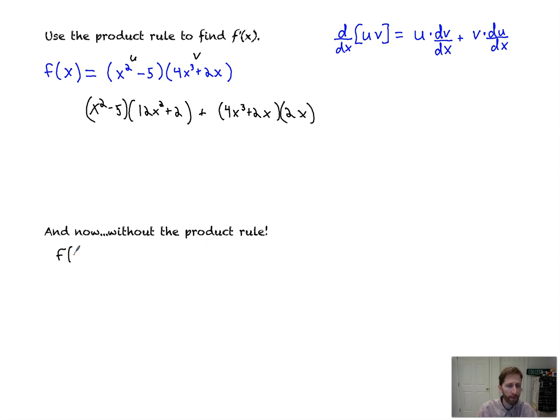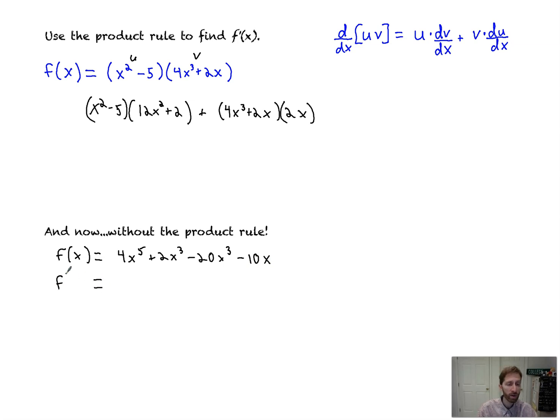Okay, so what that means is we could have multiplied everything out with foiling. X squared times 4x cubed is 4x to the 5th power, foiling. X squared times 2x is plus 2x cubed. Minus 5 times 4x cubed is minus 20x cubed. And then minus 5 times 2x is minus 10x. So we haven't taken a derivative, we've just foiled first.